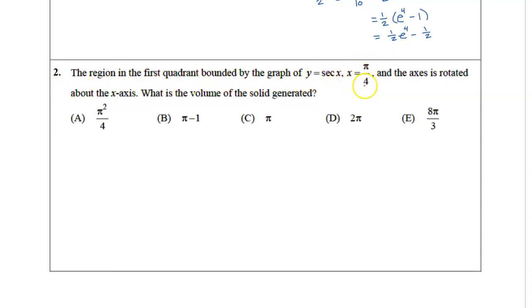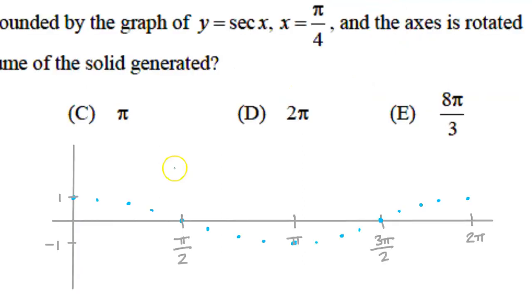x, x equals pi over 4, and the axes is rotated about the x-axis. What is the volume of the solid generated? Before I draw the real sketch, I need to remind you what the graph of y equals secant x looks like. Remember that secant x is the reciprocal of cosine.